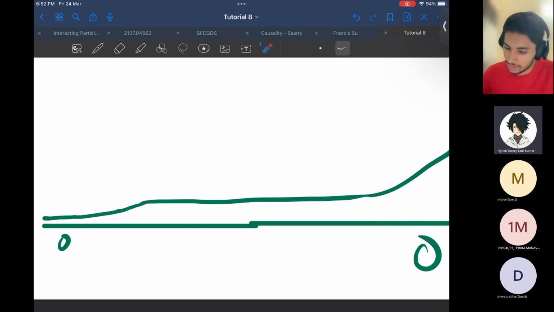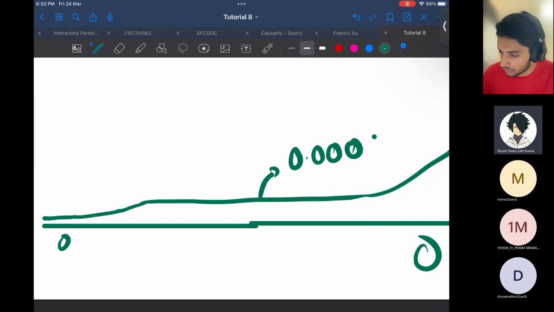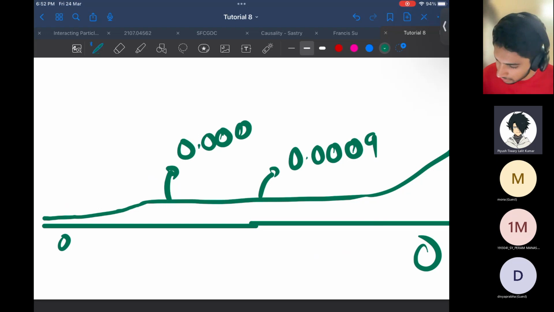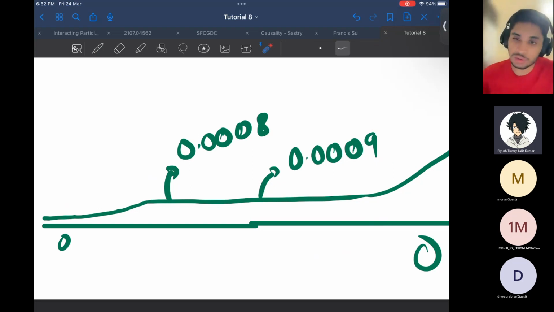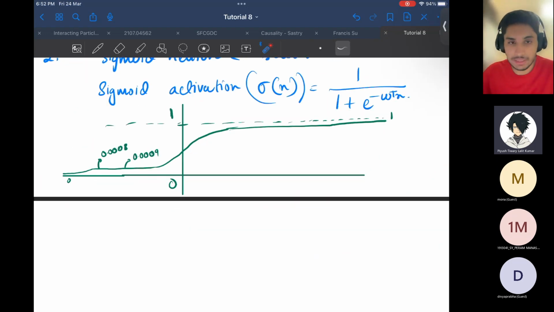Okay. So you can think of, let's say this point was 0.0001, and this point is, let's say, 0.0008, something like this. These 2 points, though they have different values, are very close to each other. They are close by an order of 10 raised to minus 4. So more or less they are the same values. Okay, so this is another saturation point.